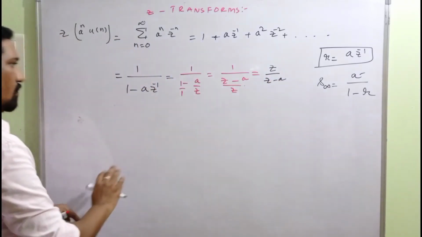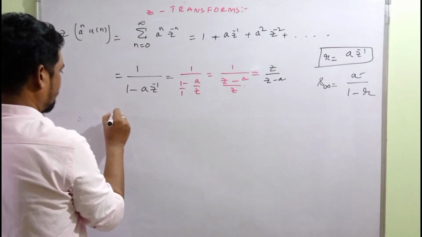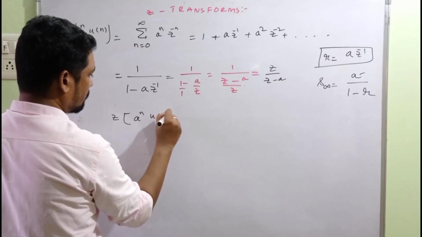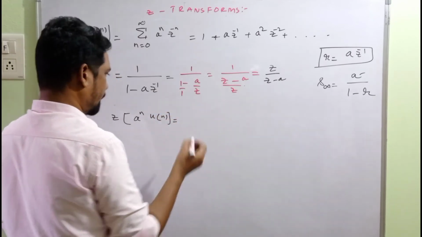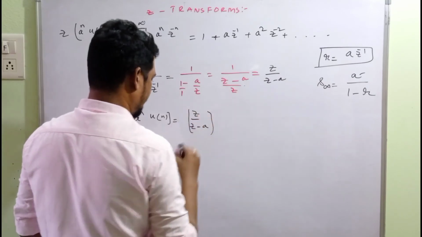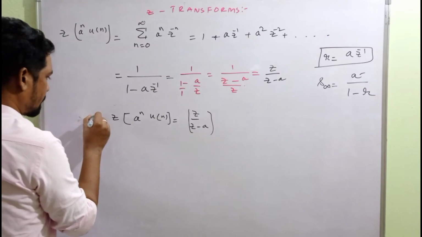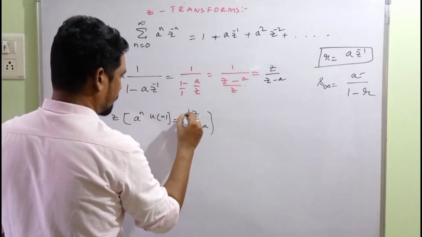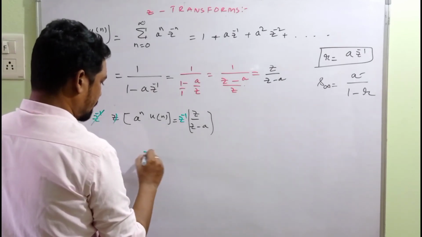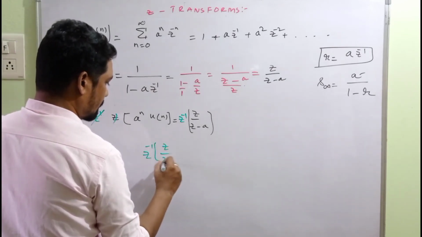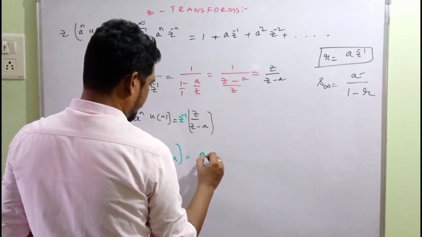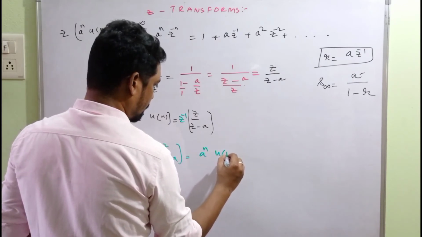And here once again, the z transform of a raised to n u of n is equal to what did we find out that to be, z by z minus a is the reduction, right. So inverse on either side, z raised to minus 1, and the inverse gets cancelled, and the inverse z transform of z by z minus a will give us a raised to n u of n, guys.